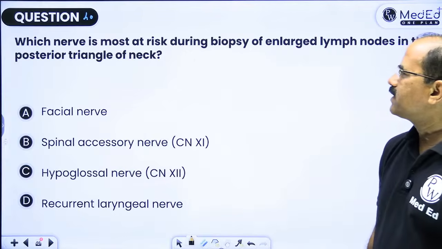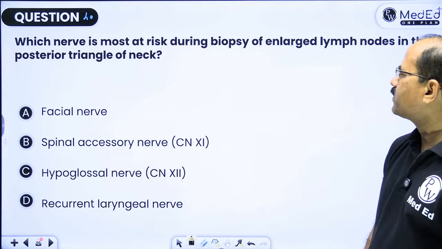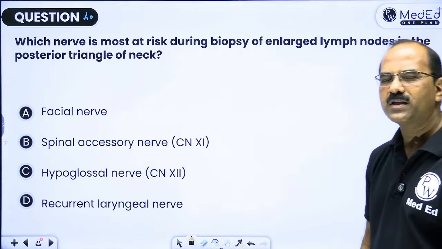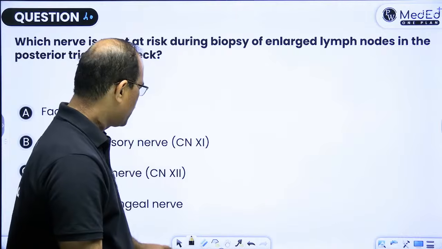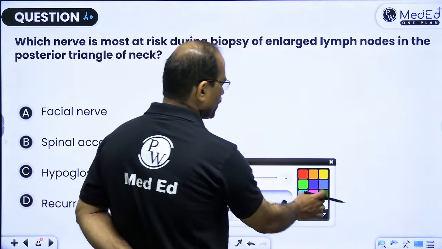Chalo, answer then next. Which nerve is at risk during biopsy of an enlarged lymph node in the posterior triangle of the neck? चलो, ये मैं बोल रहा था आपको. This is what I was telling you. Which is the nerve which is damaged? Can anyone tell me this?